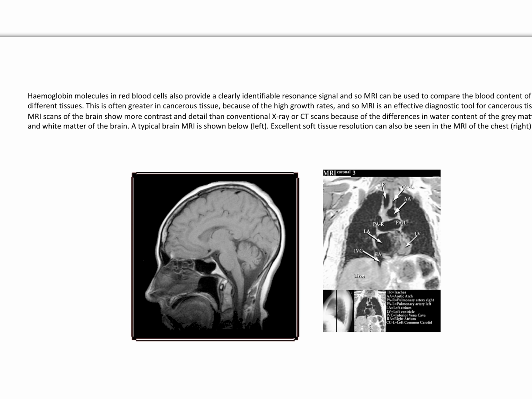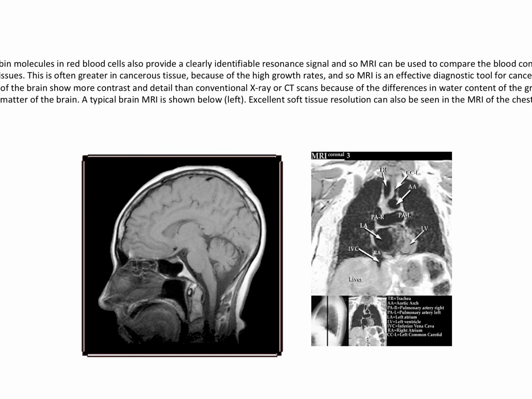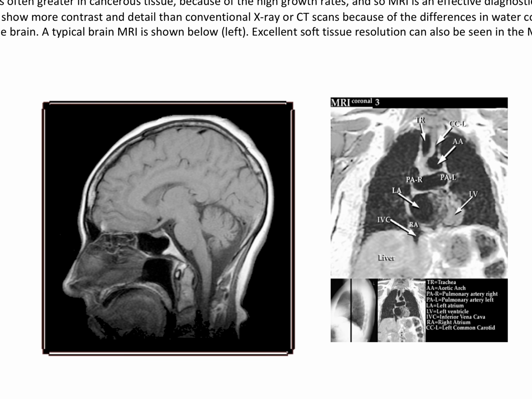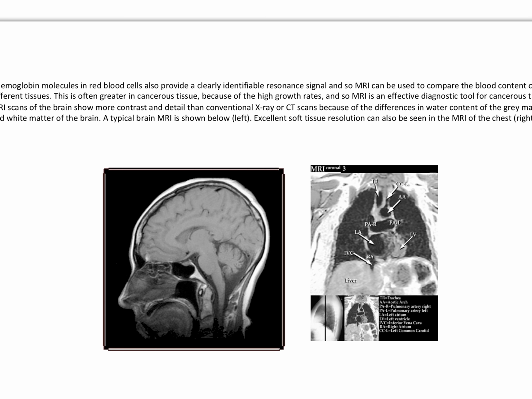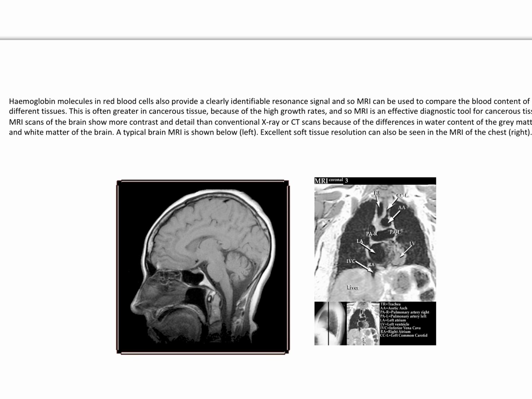The brain has quite a lot of fat in it, so very useful for imaging soft tissues of all types, MRI scanning. And it's non-ionizing radiation, so that's very important.